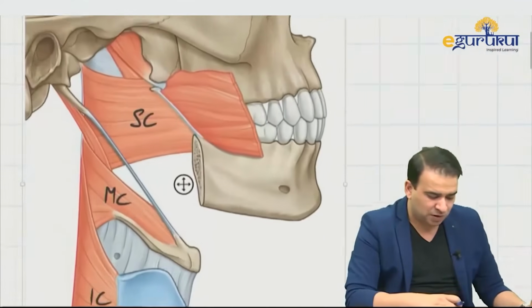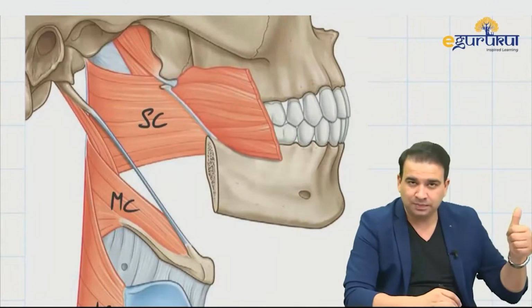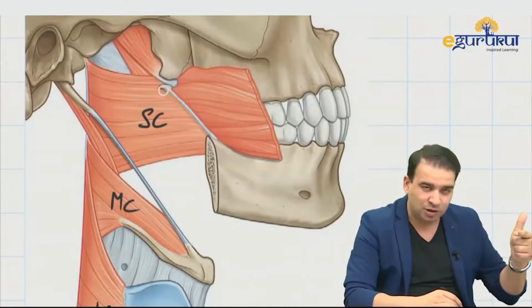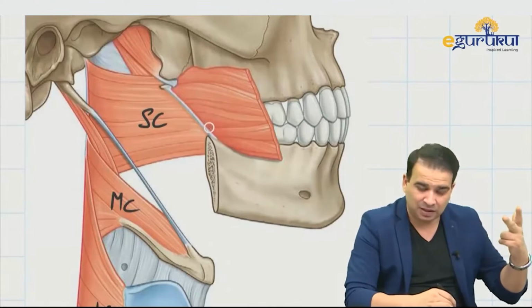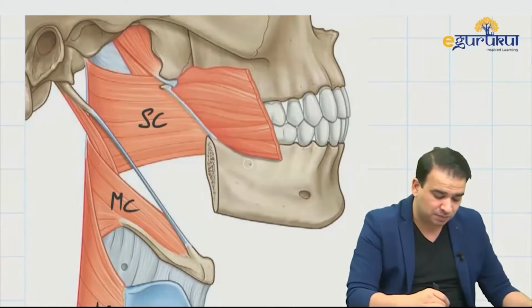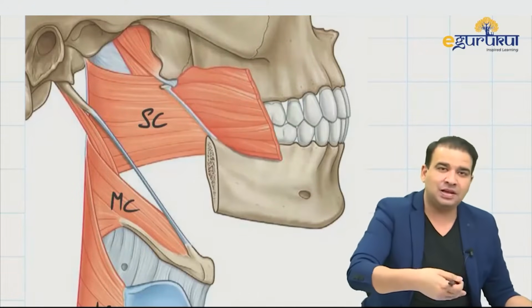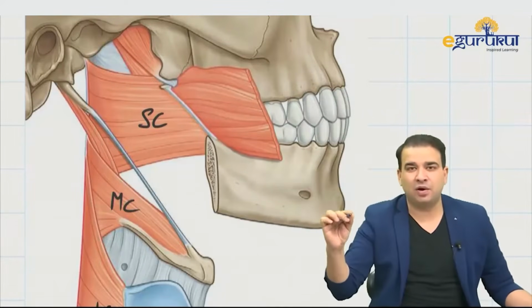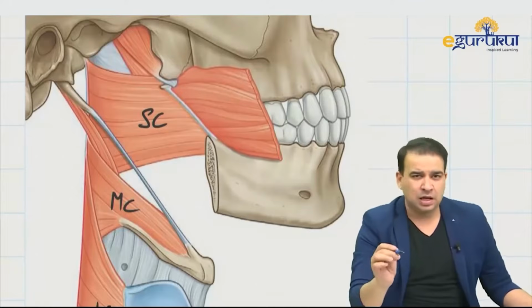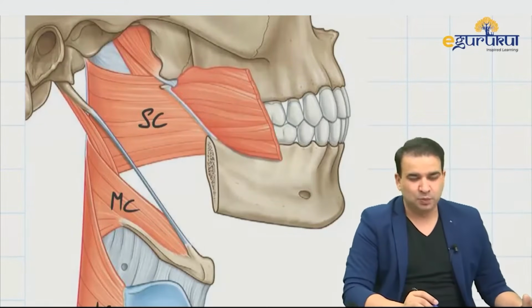So origin of the superior constrictor is from where? It is from the medial pterygoid plate, one; from the pterygoid hamulus, two; from the pterygomandibular raphe, three; and it is from the most posterior part of the mylohyoid line. Inside the mandible, I mean we are seeing it from the outside, inside the mandible there is a line, and that is called the mylohyoid line, for the origin of mylohyoid. So the posterior part of the mylohyoid line gives origin to the superior constrictor muscle.